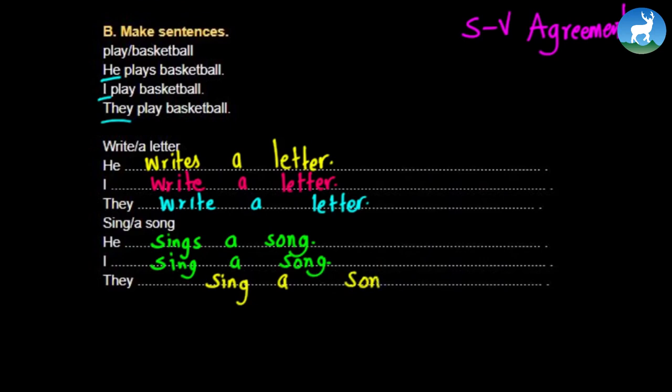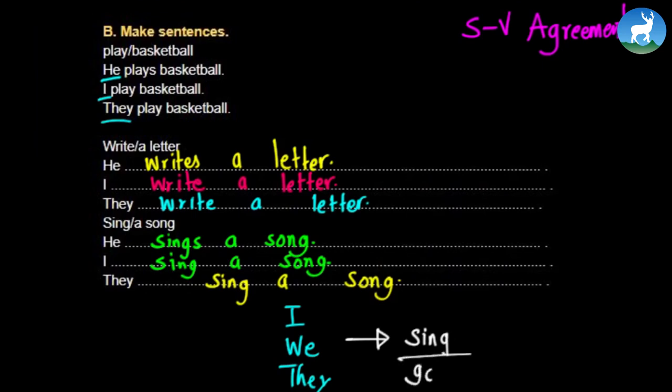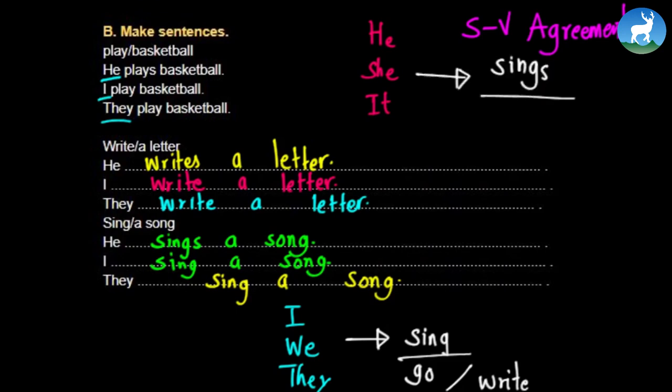sing a song. Okay, let me revise the rule for you. I, we, and they will take the plural form of the verb, that is either sing, or it could be go, or it could be write, verbs like that. However, when we are using he, she, it, they're going to take the singular form, that is sings, goes, or could be writes. So that is the general rule.